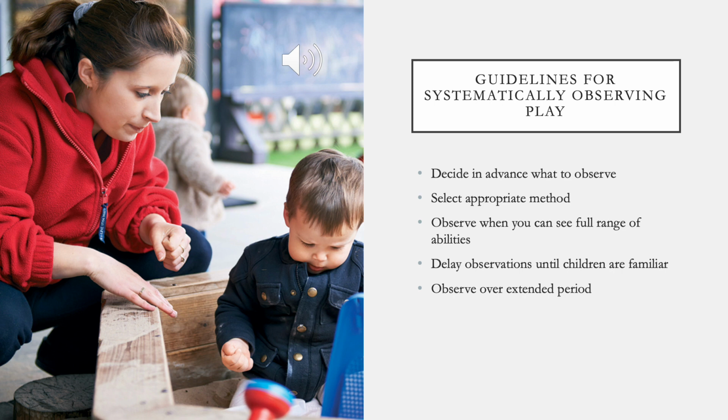Okay, so now we're going to talk about guidelines for systematically observing play, and the first one is decide in advance what to observe. If you take time to figure out what you want to observe in advance, you're more likely to be able to know what observation tools you want to use, appropriate times of day that you want to go observe, and you're not as likely to miss out on valuable information during your observation window.